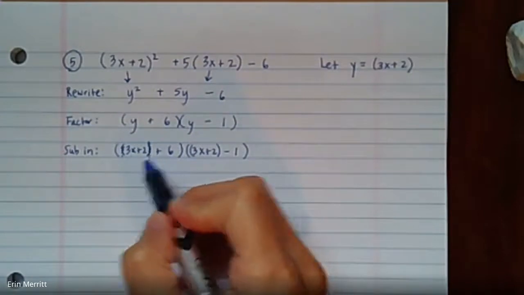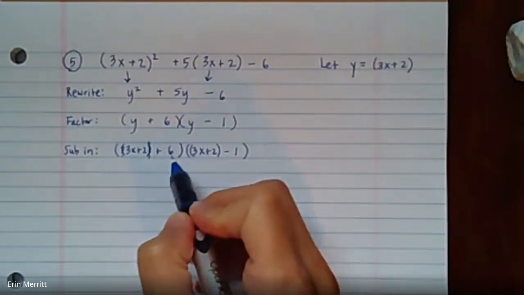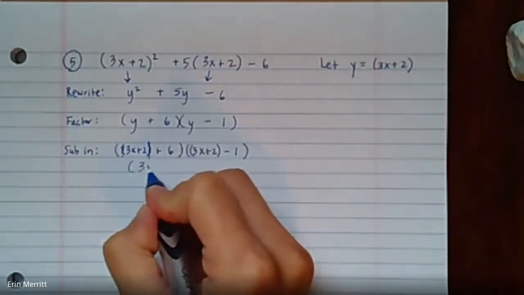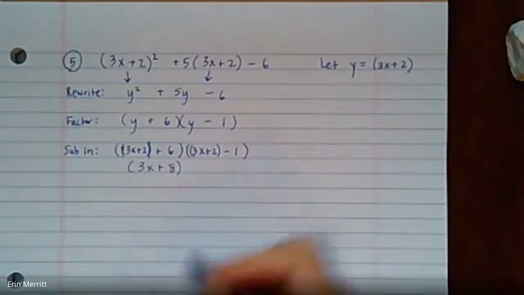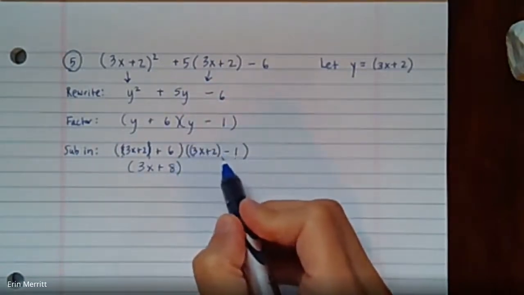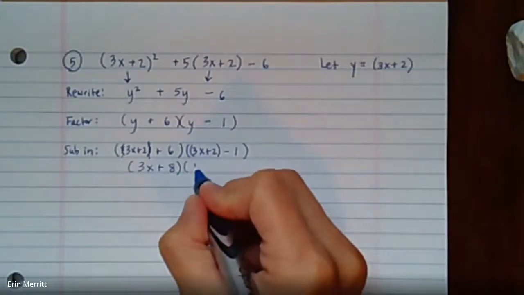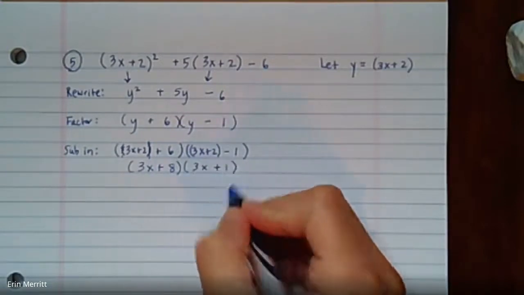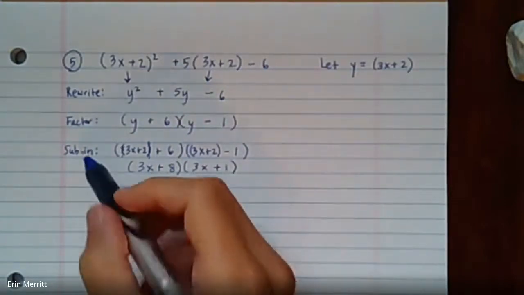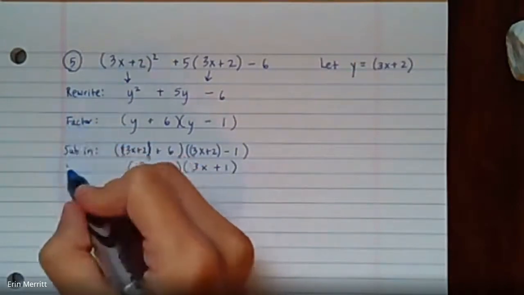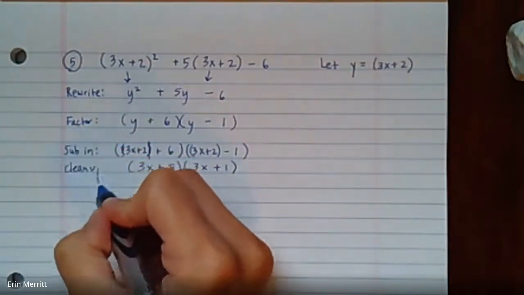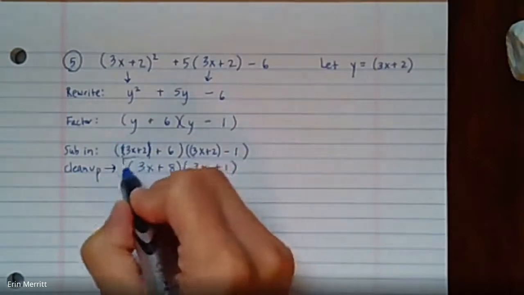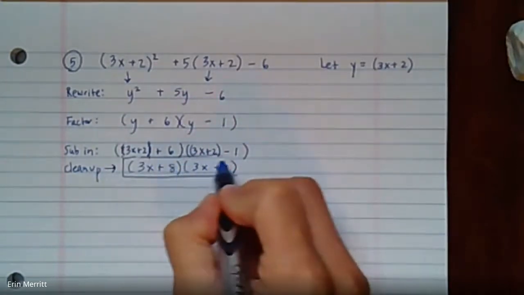So if I get rid of them, now I have 3x plus 2 plus 6, which is really 3x plus 8. And then same thing over here. 3x plus 2 minus 1 is really 3x plus 1. And there you go. All right. So after you sub back in, if you need to, just clean it up a little bit. And there is our answer.